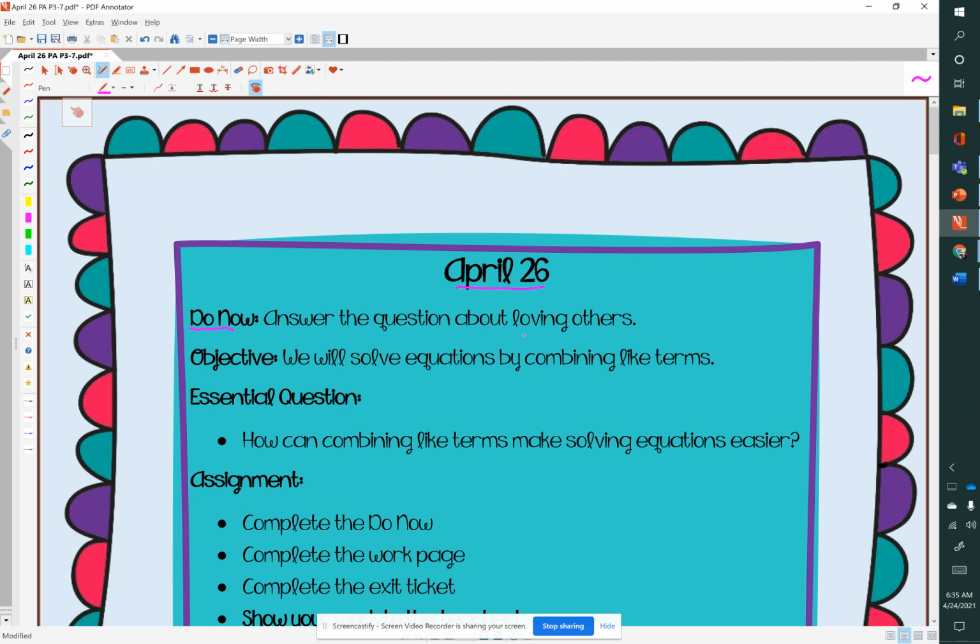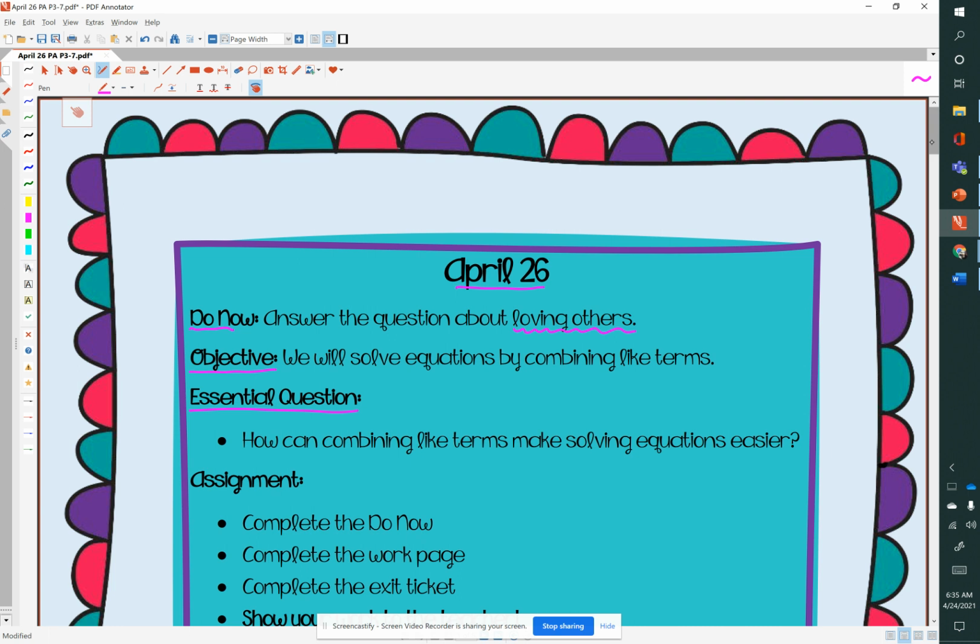We'll start with our do now, where we have an interesting question about loving others unconditionally. Our objective will be to solve those equations by combining like terms. And so our central question naturally is, how can combining like terms make solving equations easier?